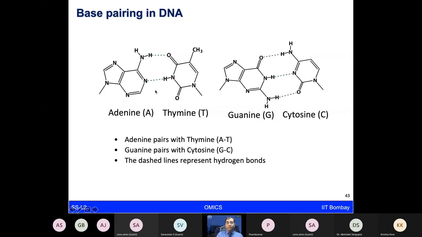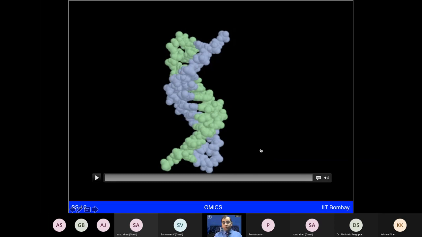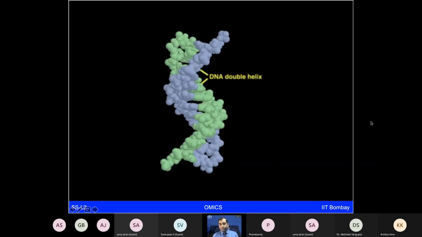Again, to give you a slightly more detailed view here, the base pairing in DNA. Adenine and thymine are joined with 2 different hydrogen bonds. Guanine and cytosine are joined with 3 different hydrogen bonds. And we are seeing here 2 anti-parallel strands. It means both the strands are moving in the 5' to 3' or 3' to 5' directions. And that is what constitutes the DNA molecule. Let me show you this short model of the DNA double helix strand. 2 DNA strands intertwine to form a double helix. Each strand has a backbone composed of phosphates and sugars to which the bases are attached.